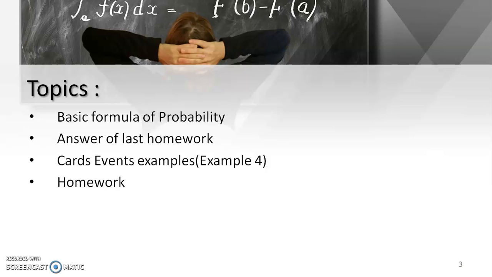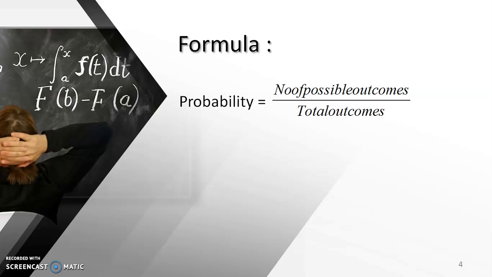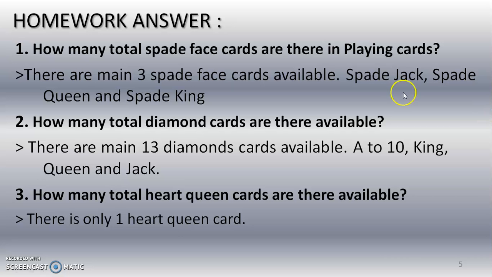So starting with the first, it's the basic formula. The basic formula of probability equals the number of possible outcomes divided by the total outcomes, which you already know. So go to the next, the homework answer.